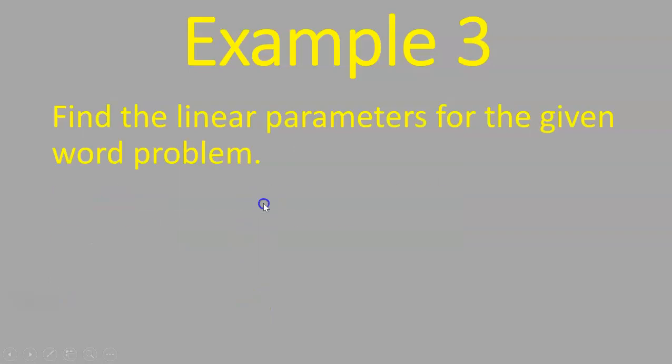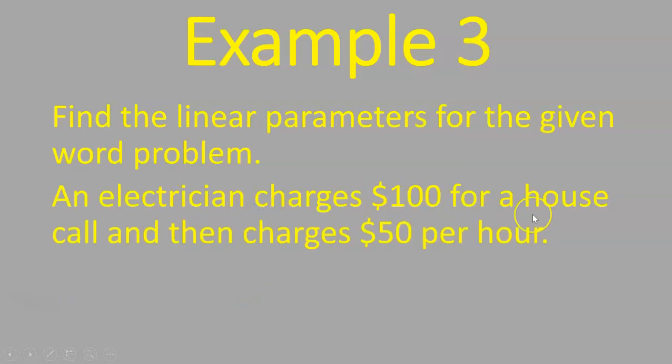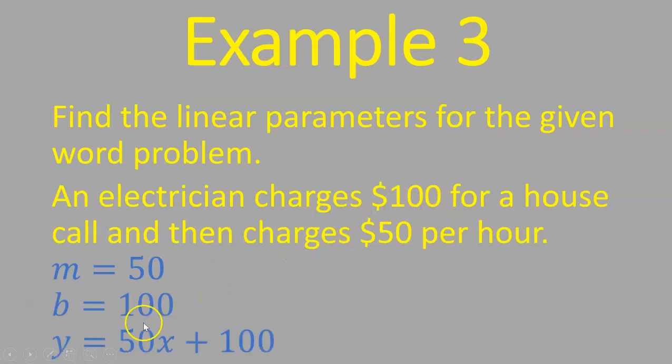From a word problem perspective, an electrician charges $100 for a house call and then charges $50 per hour. Here your slope would be 50. Again, that's what changes each hour. Each hour he or she works, he or she earns an additional $50. The y-intercept here is what you have to pay before any work is done, so in this case it's 100. So we have 50x plus 100. Note that you could put in 1 for x, and that would tell you how much money you've spent. 1 hour would cost you $150 in this case.